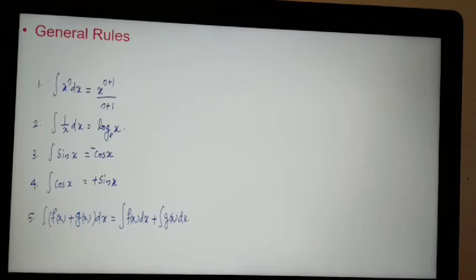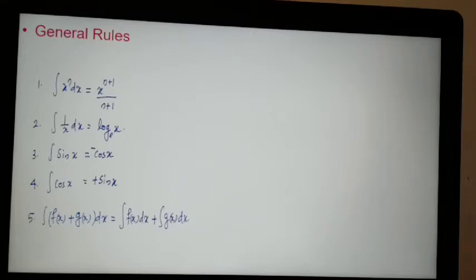And integral of f of x plus g of x into dx, that is the integral of a sum, is integral f of x dx plus integral g of x dx. These are the major general rules that we use in our physics classes. So integral x to the power n dx will be x to the power n plus 1 divided by n plus 1. Integral 1 by x dx will be log x. Integral sin x will be minus cos x. Integral cos x will be plus sin x. And integral f of x plus g of x dx will be integral f of x dx plus integral g of x dx.